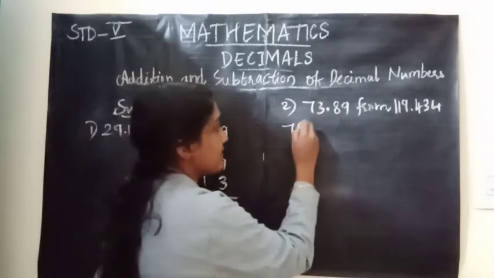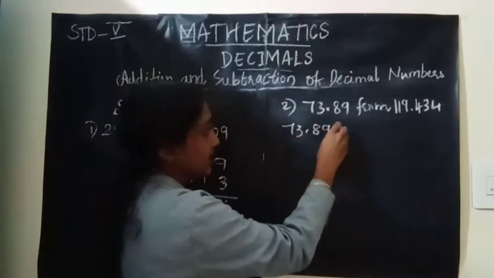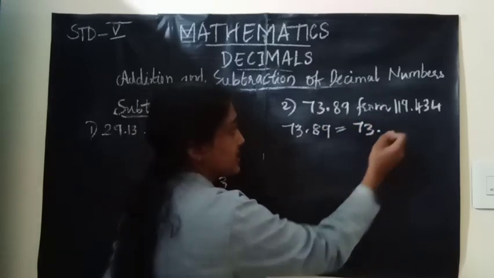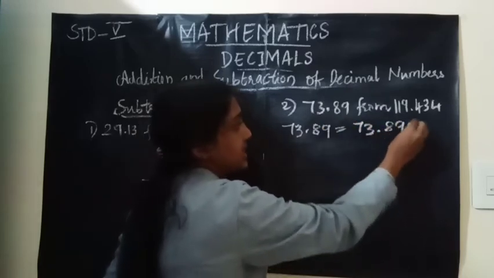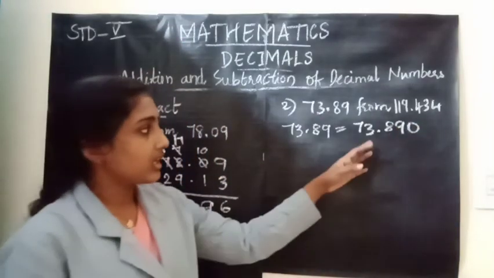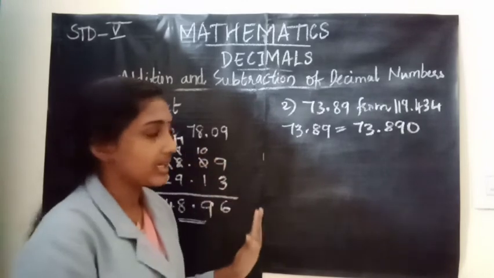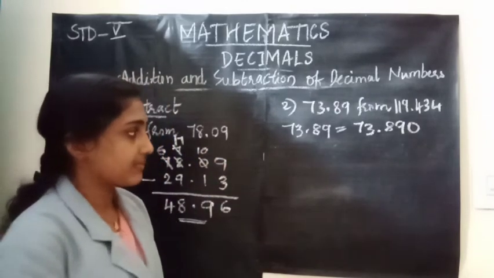We need one more decimal place in this number. So it is 73.890. Right. Now look, both the numbers have the same number of decimal places. They are like decimals. Now we can do our subtraction.